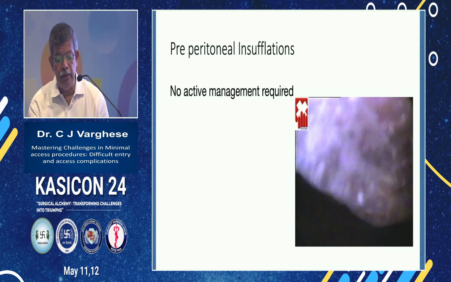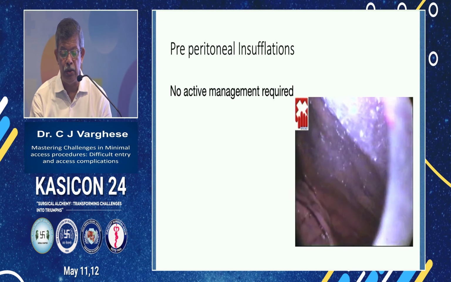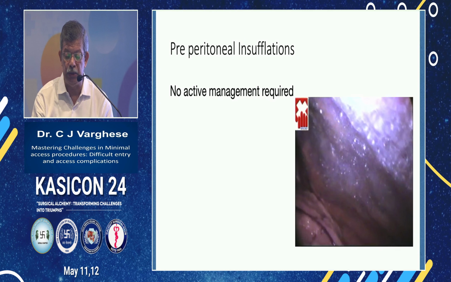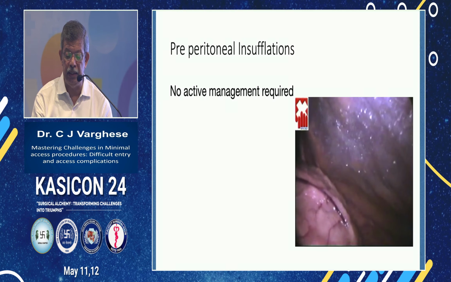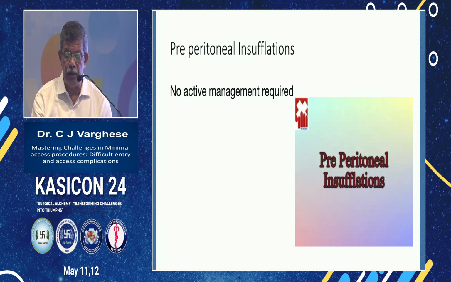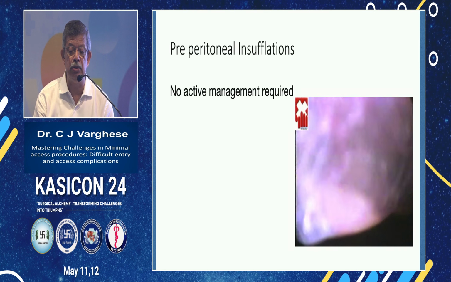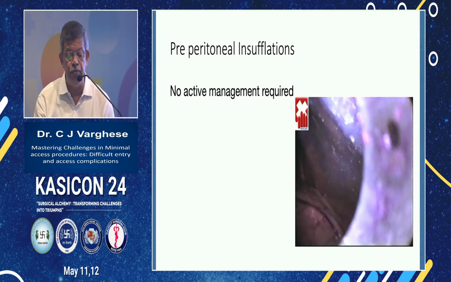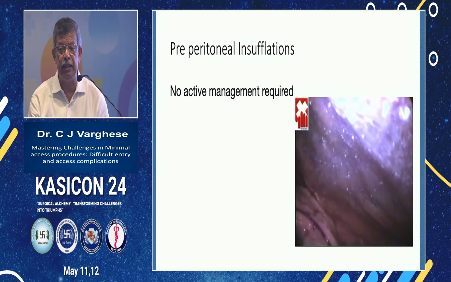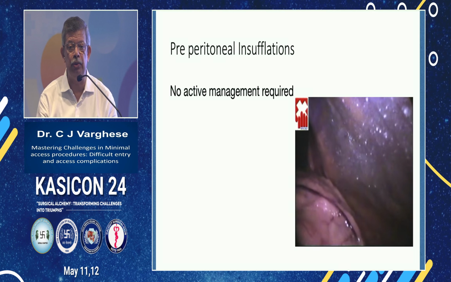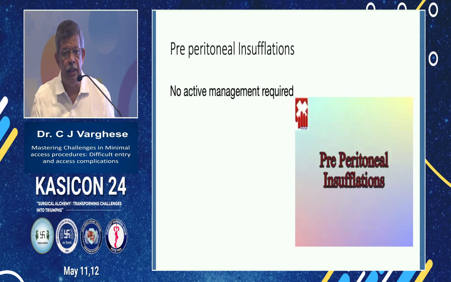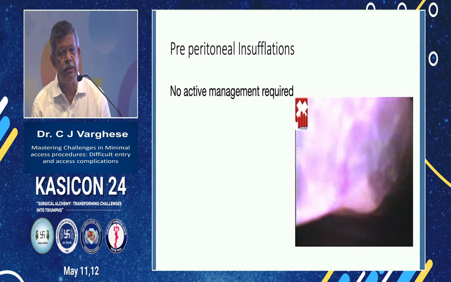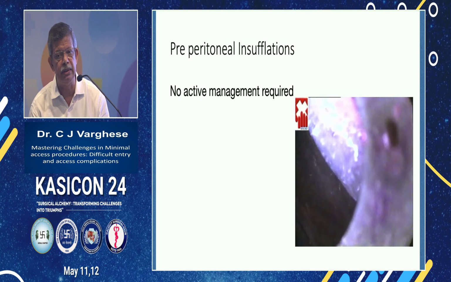And here you see that the needle has gone in between, into the preperitoneal space, and the insufflation is done. The carbon dioxide has gone into this layer. It is not a very big issue. You can leave it alone. This gas gets absorbed, and even sometimes what we see after the surgery, the chest emphysema or the scrotal emphysema, all get absorbed.